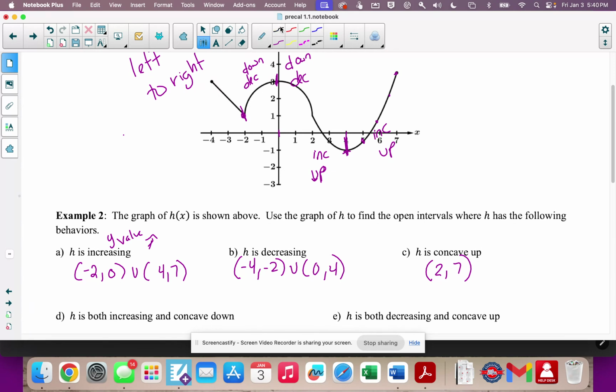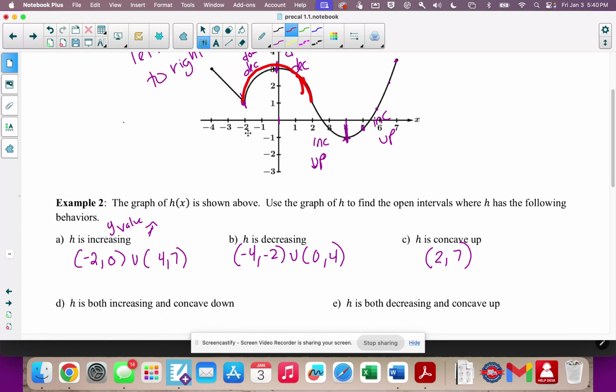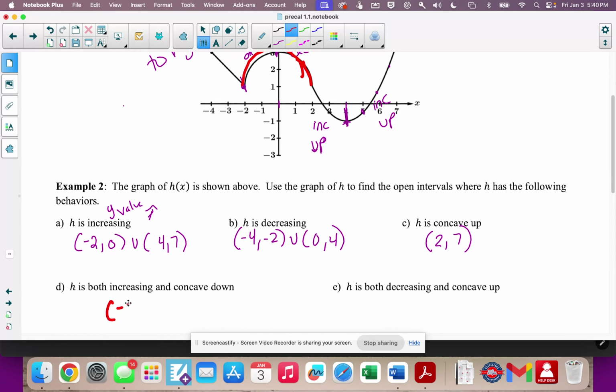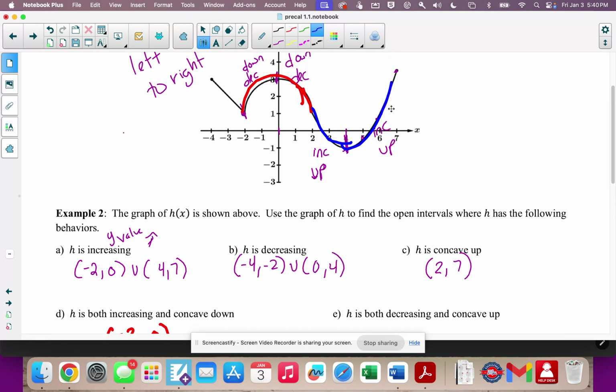So we already stated that it was concave down between -2 and 2, right? On which side is it increasing and concave down? Well, it's increasing, meaning that the y values are going up from -2 to 0. And then decreasing and concave up. Again, we've already figured out that it's concave up between 2 and 7, right? Where is it decreasing, meaning that the y value is getting less while it's concave up? And that is from 2 to 4.